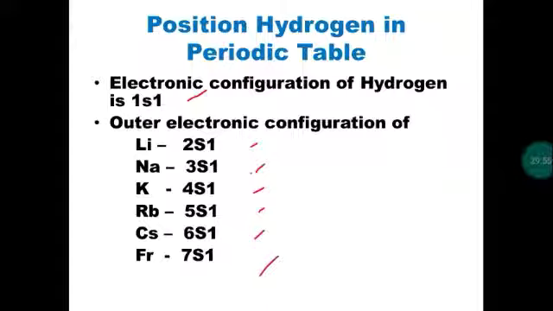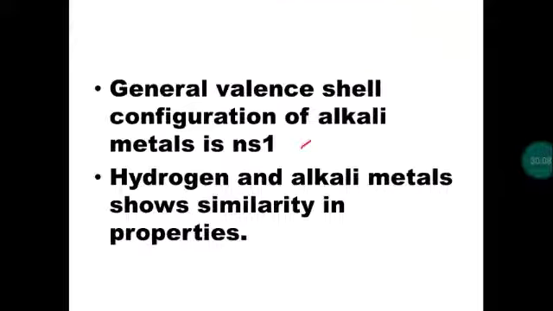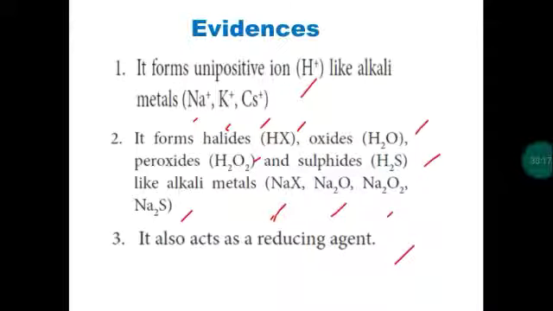Outermost configuration ns1. One electron will be present in the s orbital. So the same is for hydrogen also. The general valence shell electronic configuration of hydrogen and alkali metals is ns1, so the properties of hydrogen will be similar to the properties of alkali metals. So hydrogen can be placed in group number 1.